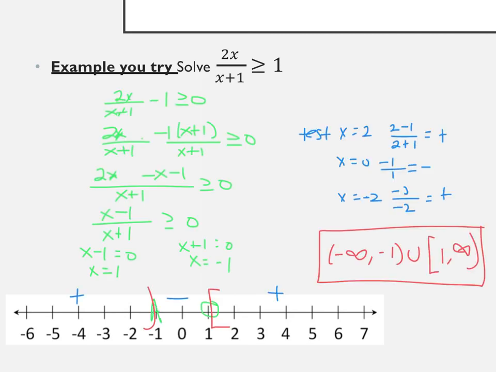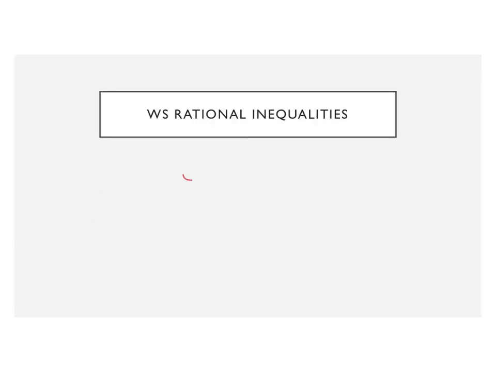Okay, so hopefully you found this one from negative infinity to negative 1 with a parenthesis, because x plus 1 is where the function is undefined, and straight bracket 1 to infinity. You are officially ready for some practice.